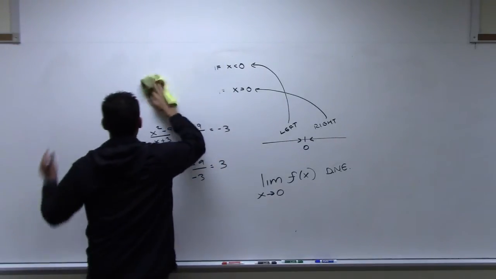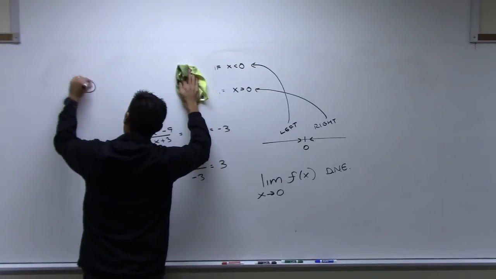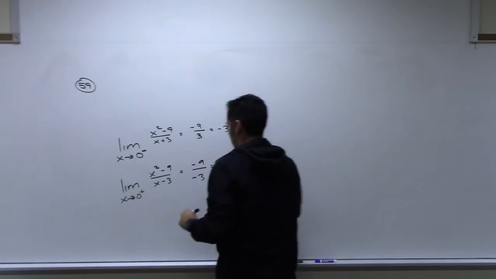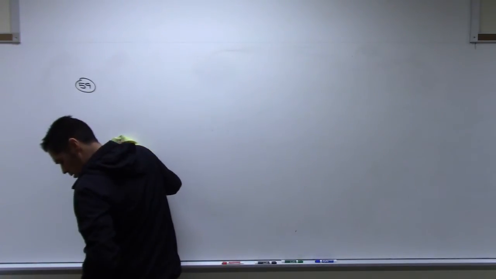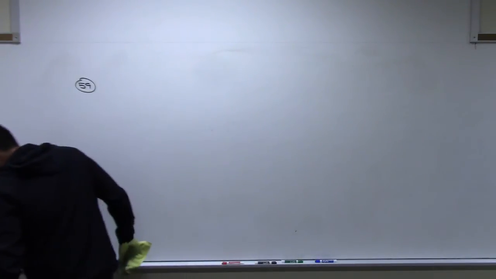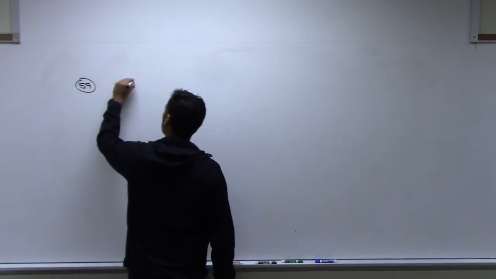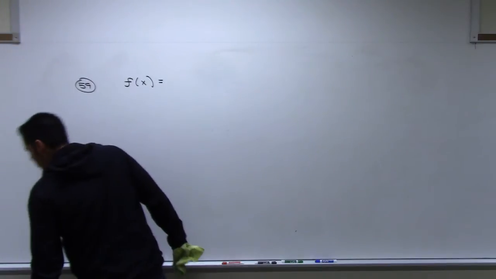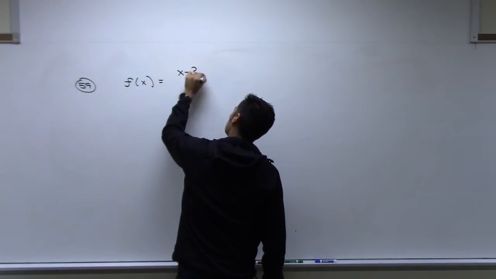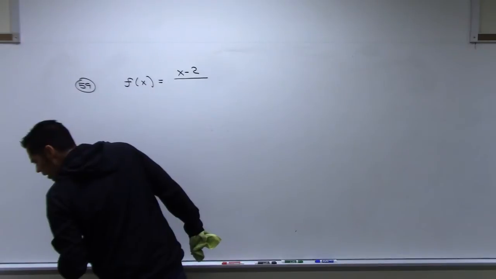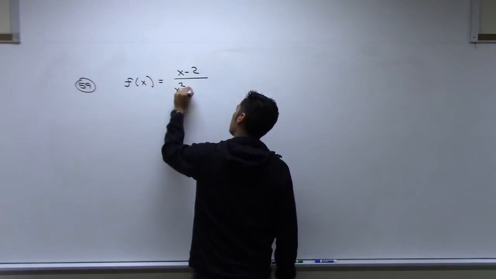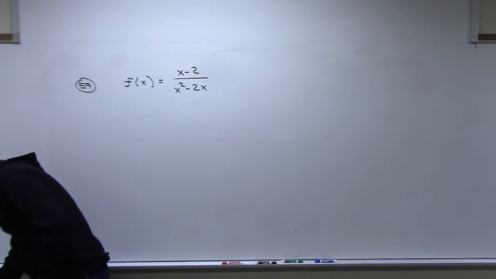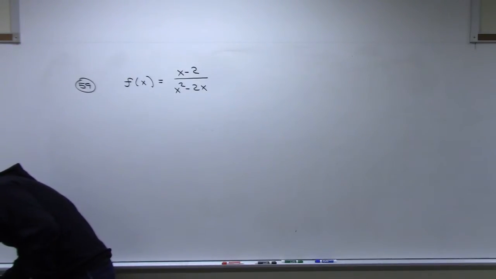59. F of x equals x minus 2 over x squared minus 2x. And we're asked for the limit as x approaches 0, 2, and 4.